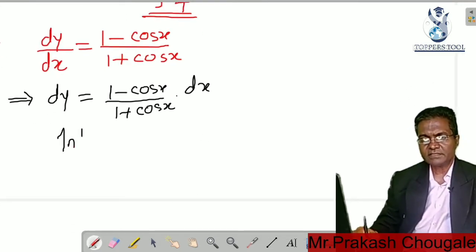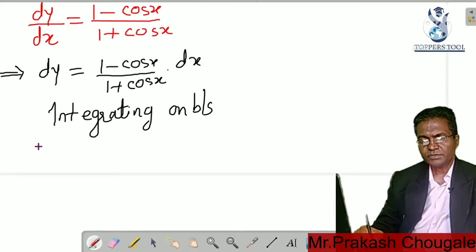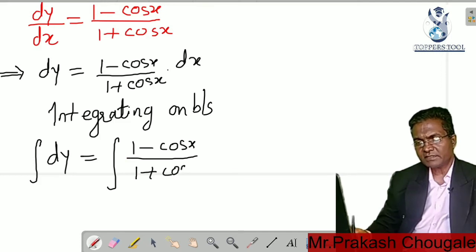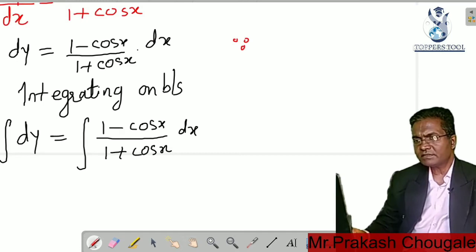Integrating on both sides. Integration of dy is integration of 1 minus cos x by 1 plus cos x. Okay, at least you have tried this much, 1 mark you will get. Now the thing is that you have to remember this.